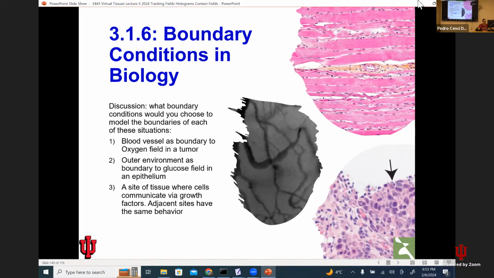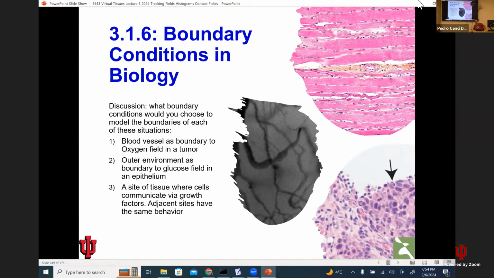Oh, let me close this. So I have some questions here about periodic boundary conditions. First one, how would you model the boundary condition of oxygen given you are simulating a tumor and your boundary is a blood vessel? So we have our little simulation square. We're saying the tumor is inside the square, and the borders of the square represent a blood vessel. And oxygen is our field. How would that boundary condition be?